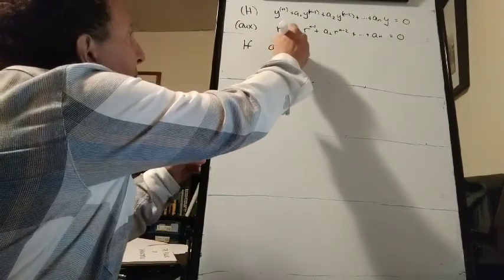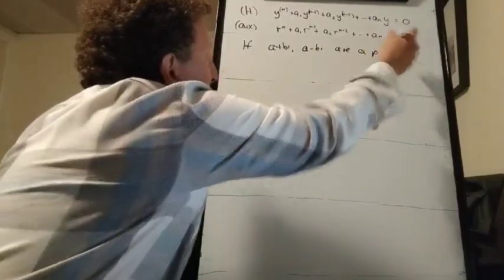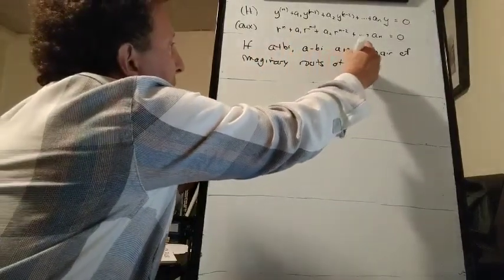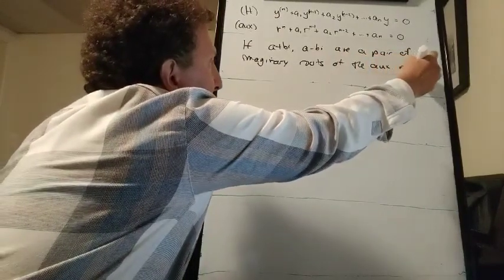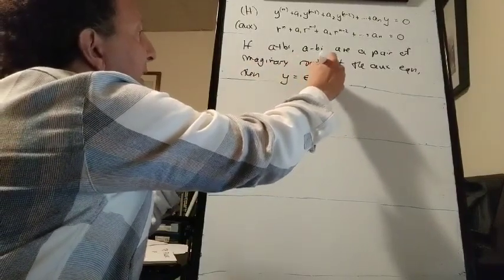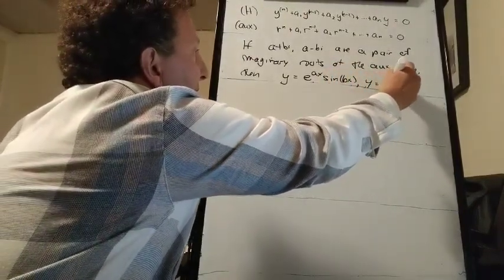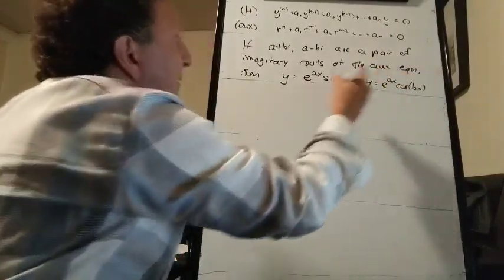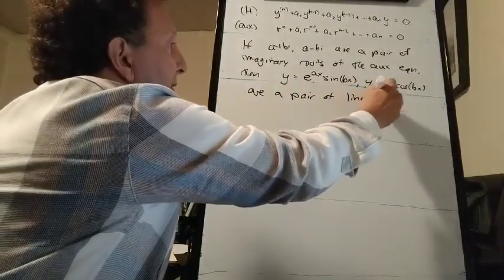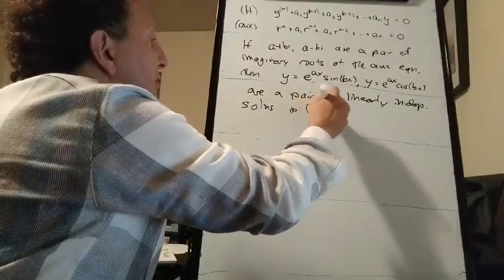So if a plus bi and a minus bi are a pair of imaginary roots of the auxiliary equation, then y equals e to the ax sine bx and y equals e to the ax cosine bx are a pair of linearly independent solutions to the homogeneous differential equation.